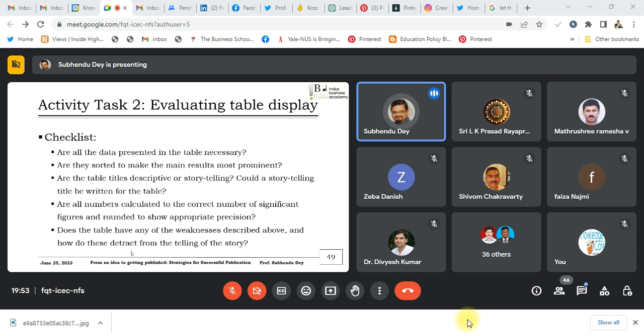If you look at any of the research papers, the tables only help you understand the story better. If the table is distracting the readers from the story, then the table is not at all useful. So please, by all means, just remove that table from your paper. These are some of the things that you should be looking at when you're looking at a table.